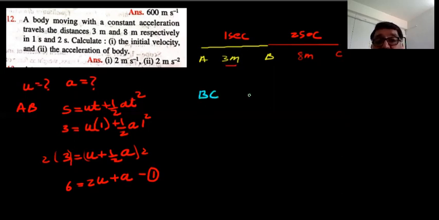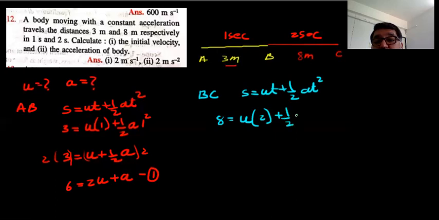Now B to C again, S equals ut plus half at square. So 8 meters equals u, now the time is 2 seconds, multiplied by 2, plus half, we don't know the acceleration, and time is 2, so 2 square, which will be 4. So 8 equals 2u. Now remember this 2 and 1 2 over here gets cancelled, so we'll get plus 2a.